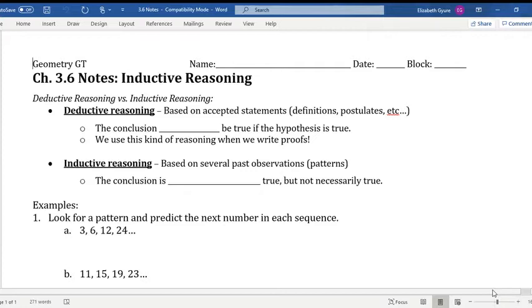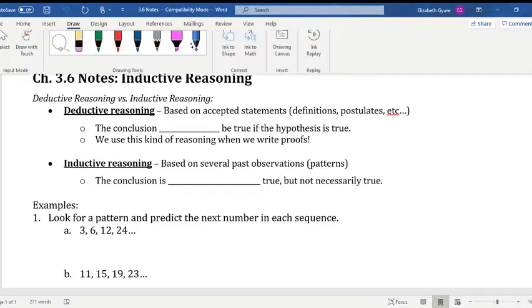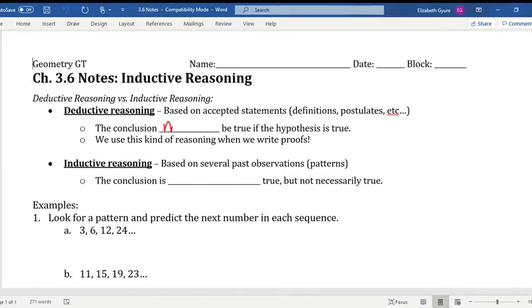In deductive reasoning, the conclusion must be true if the hypothesis is true. And we use this kind of reasoning when we write proofs, actually. So think of like our if-then statements, right? We only want to write true if-then statements in our proofs. Like if two angles are supplementary, then their sum is 90 degrees, right? These are things that we form conclusions on with those types of theorems and postulates based on deductive reasoning.